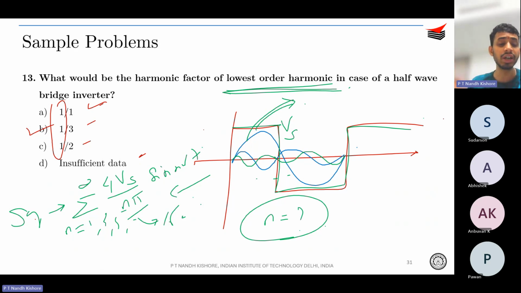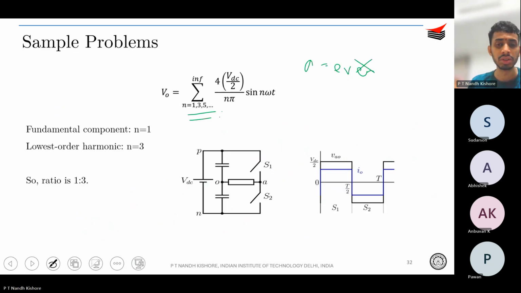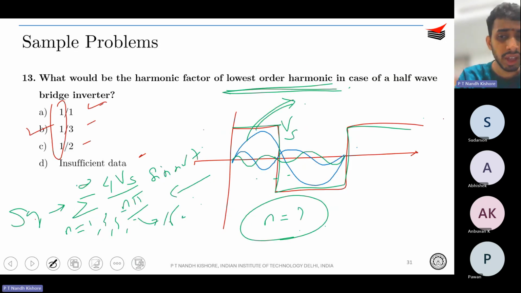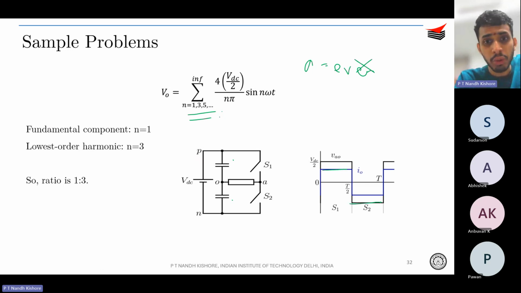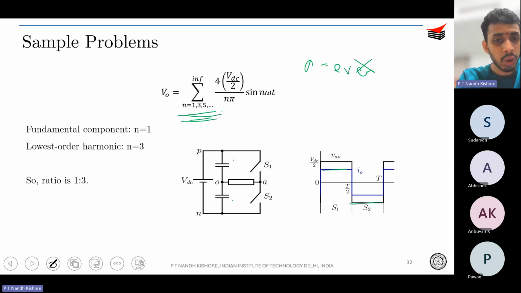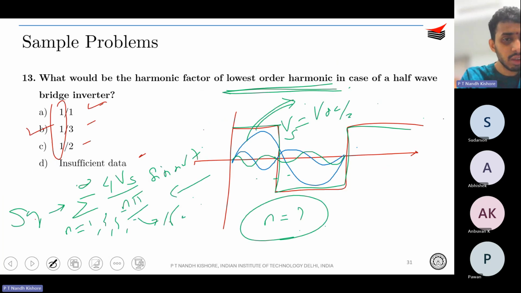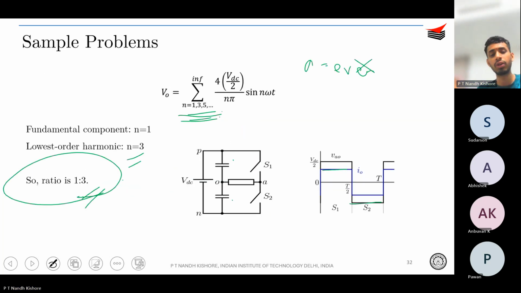So now over here, since your Vs is equal to VDC by 2, right? Why? In a half bridge inverter, it's VDC by 2. So this is VDC by 2, this VDC by 2. Therefore, 4 VDC by 2 by n pi sin n omega t, where n is 1, 3, 5. Therefore, the lowest order harmonic is 3, right? So that's the answer. The answer is 1 by 3.